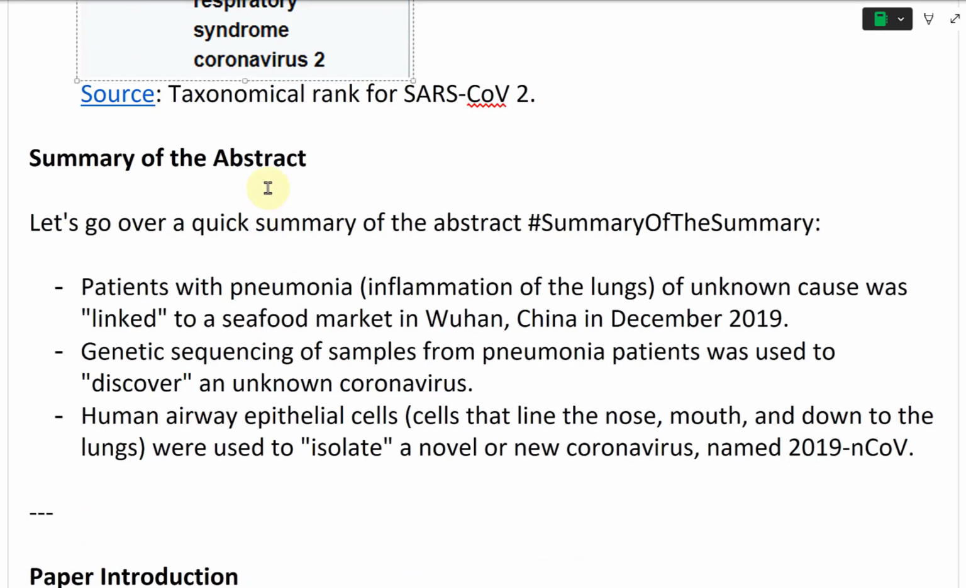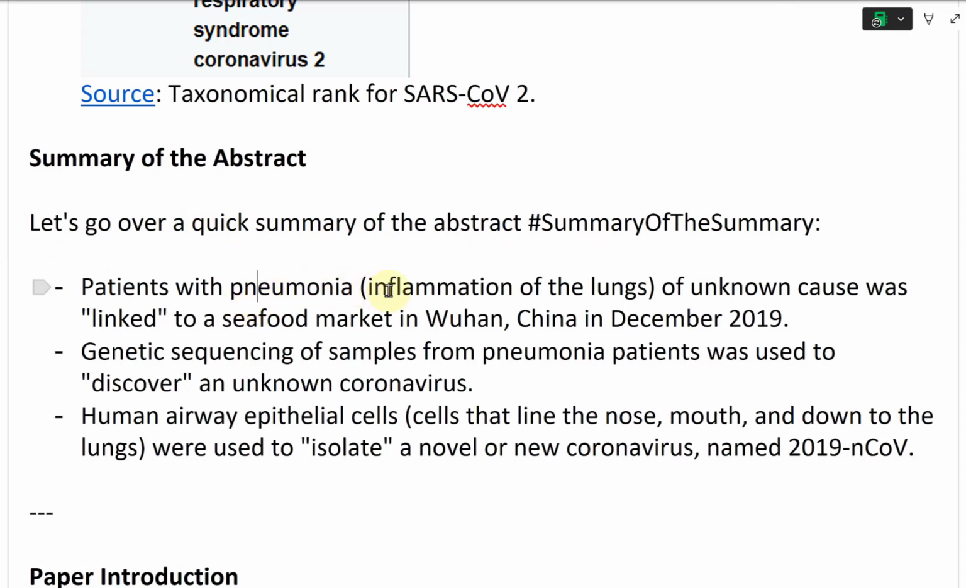All right, so that was the abstract. Now let's just summarize it quickly. Again, the main idea of this paper, or this video that I'm reviewing, is going to be on the virus isolation, but I wanted to go through the entire paper in detail first. So a quick summary of the abstract, a summary of the summary.